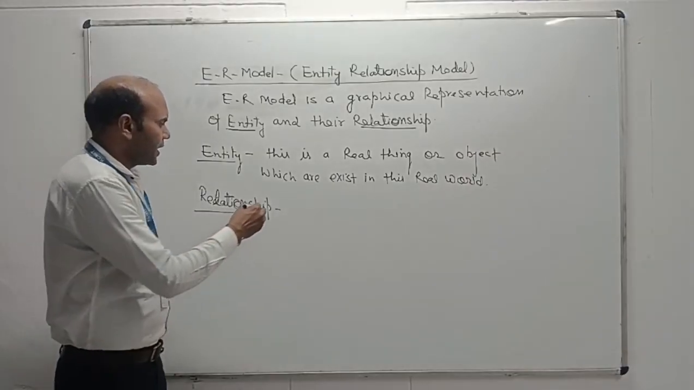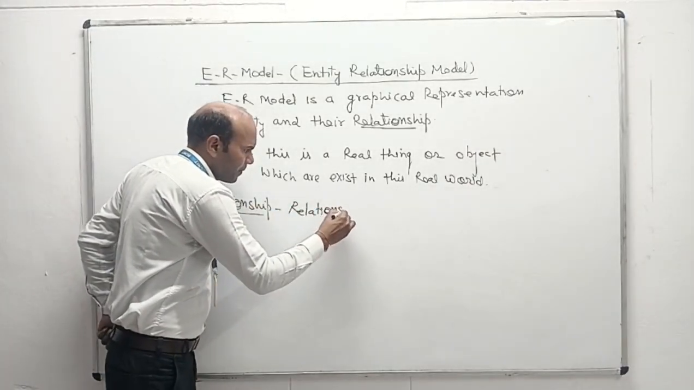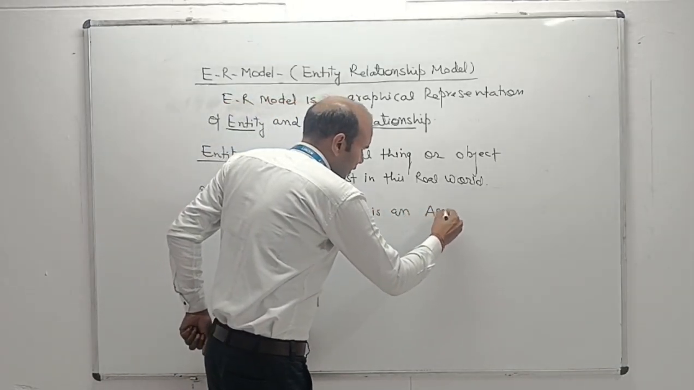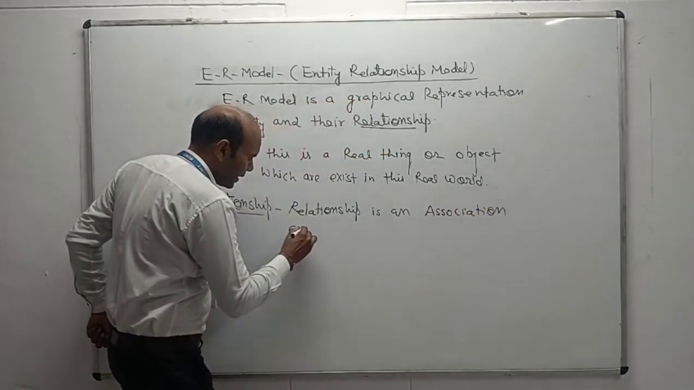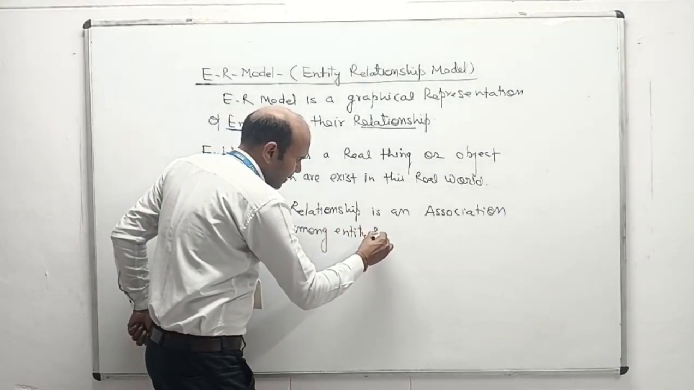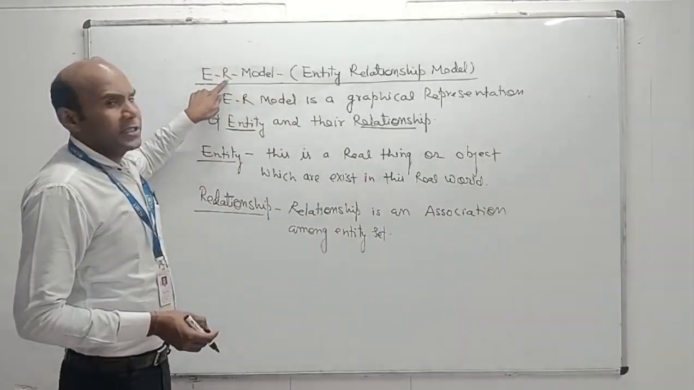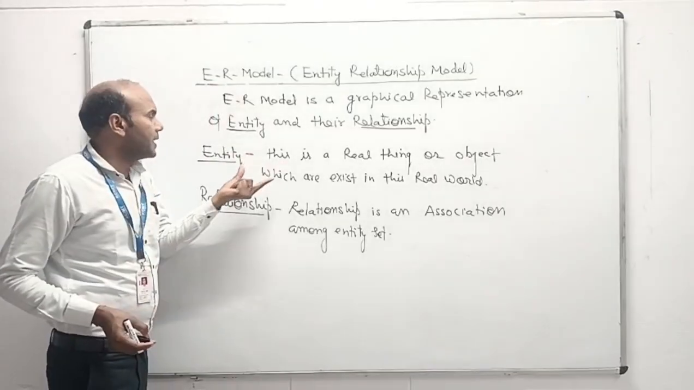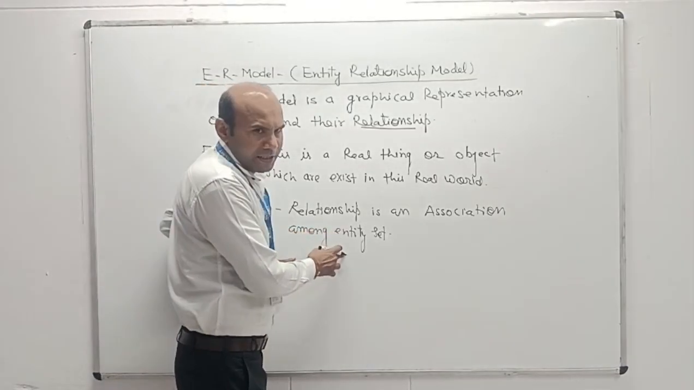Relationship is an association among entity set. So, ER model, entity relationship model. In this, what is entity? Entity is a real thing or object. And what is the relationship? Relationship is an association among entity set.